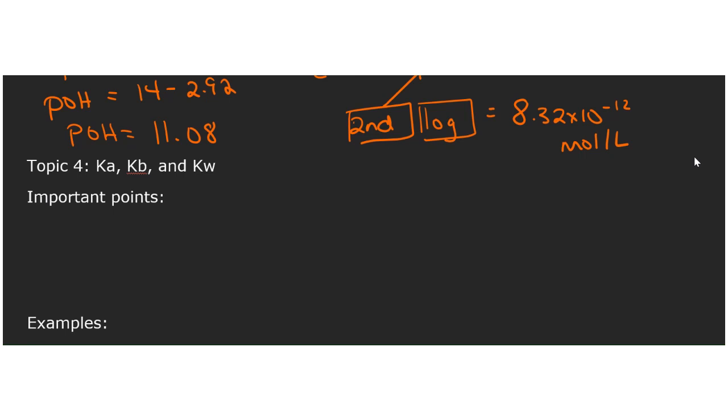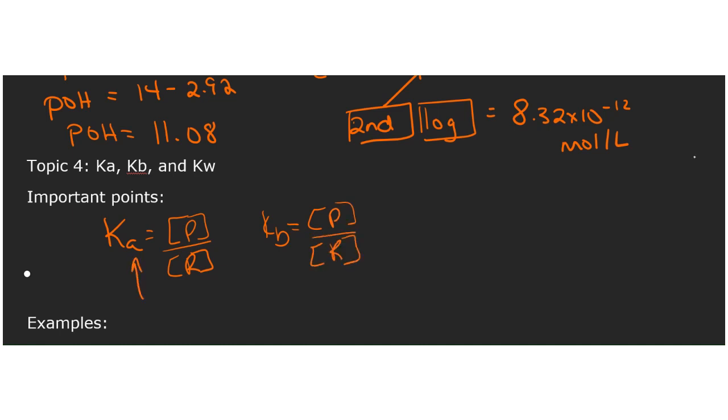So topic 4: Ka, Kb, and Kw. What's important about K? Products over reactants. Ka is equal to products over reactants. So is Kb. What's the difference between Ka and Kb? A is for acid, B is for base. Mathematically, though, no difference. Right?